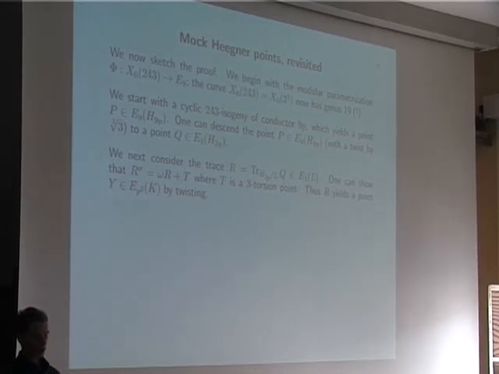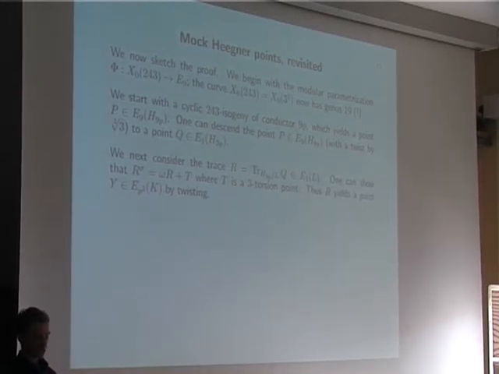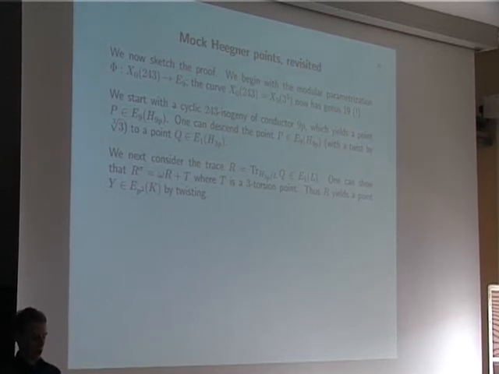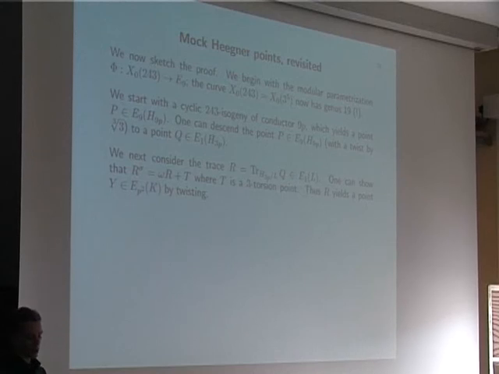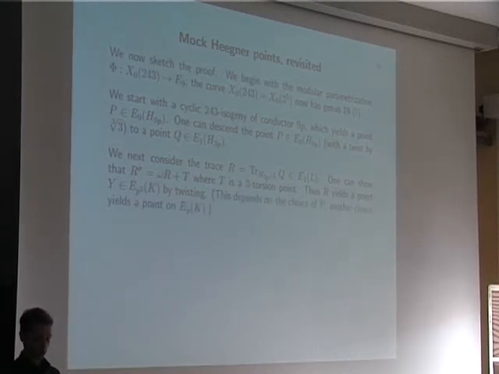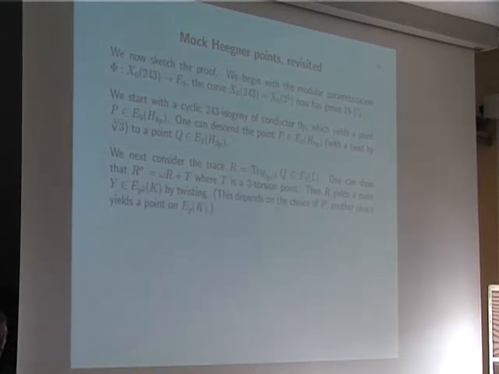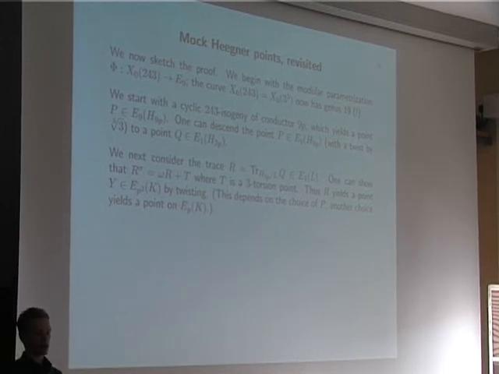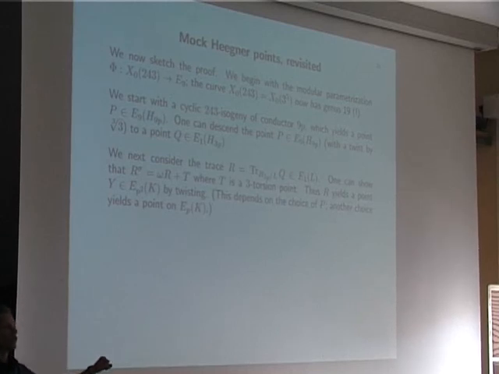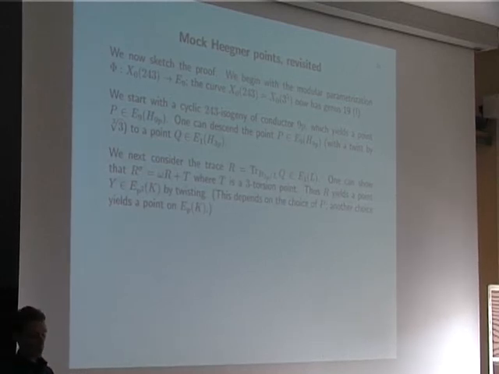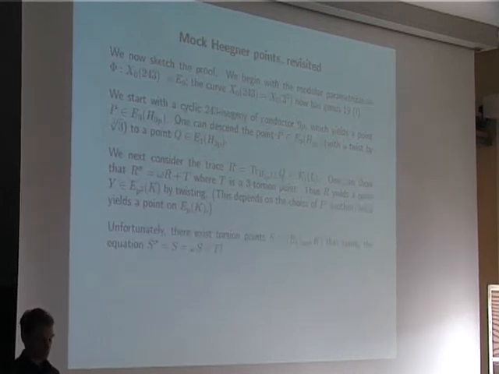Okay, so you take this point r, and in this particular example, you get a point on E_P squared of K, or if you take a different isogeny, you get a point on E_P of K, just by taking the twisted trace. And whether or not you get a point on E_P squared or E_P depends on this original choice of isogeny. So we have lots of possibilities for the choice of a cyclic isogeny of 243. So that gives us the difference between P and P squared.